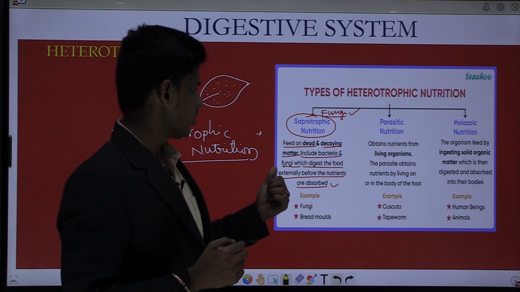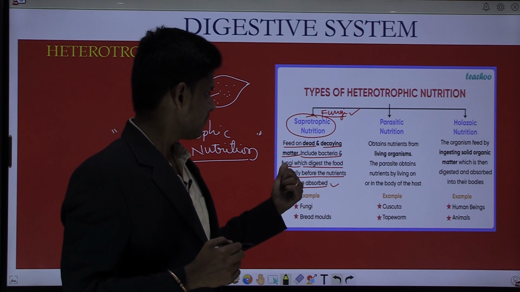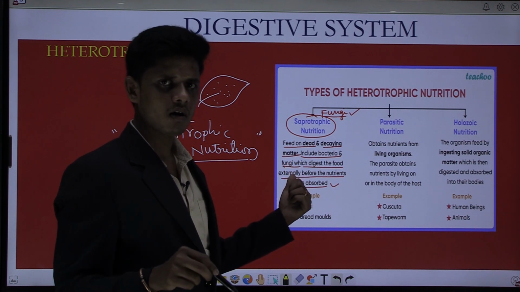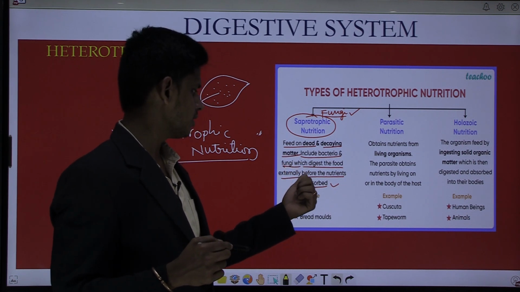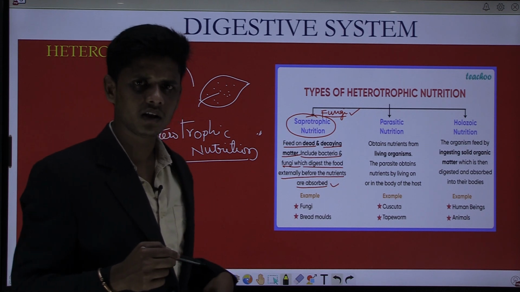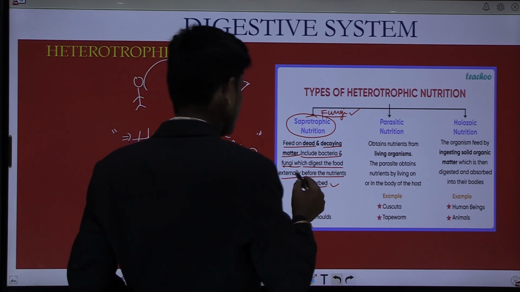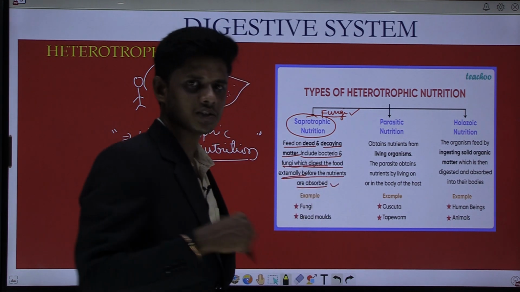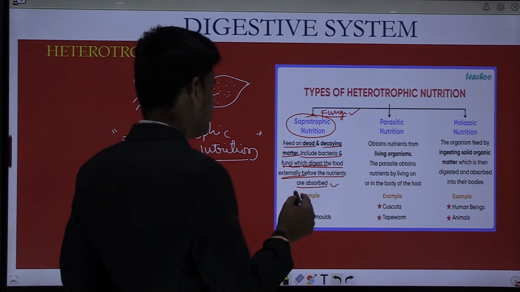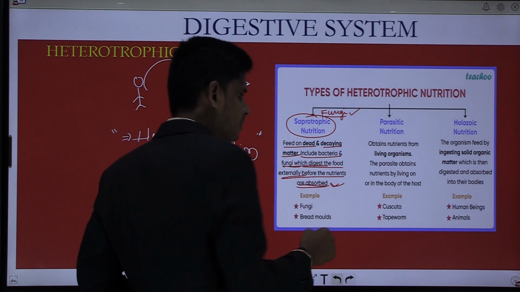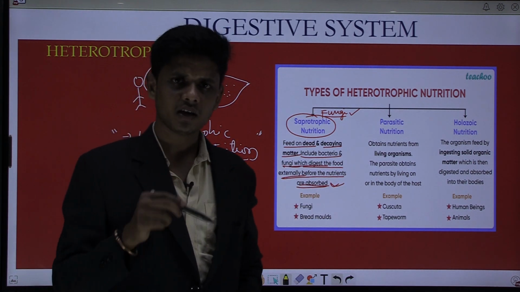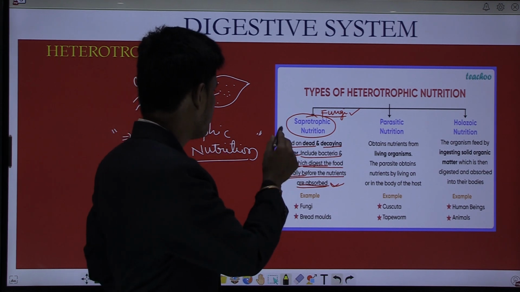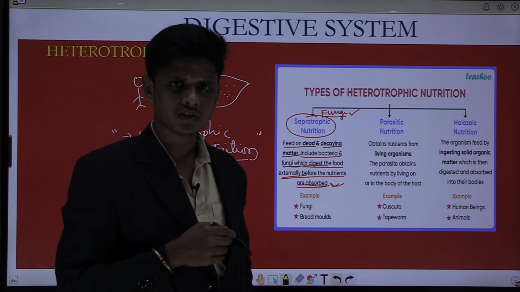What does this mean? The dead and decaying matter in the environment gets fed on by bacteria and fungi. Fungi digest the food externally, in the external environment, before the nutrients are absorbed. They feed on the dead and decaying material, and after that the nutrients are available.